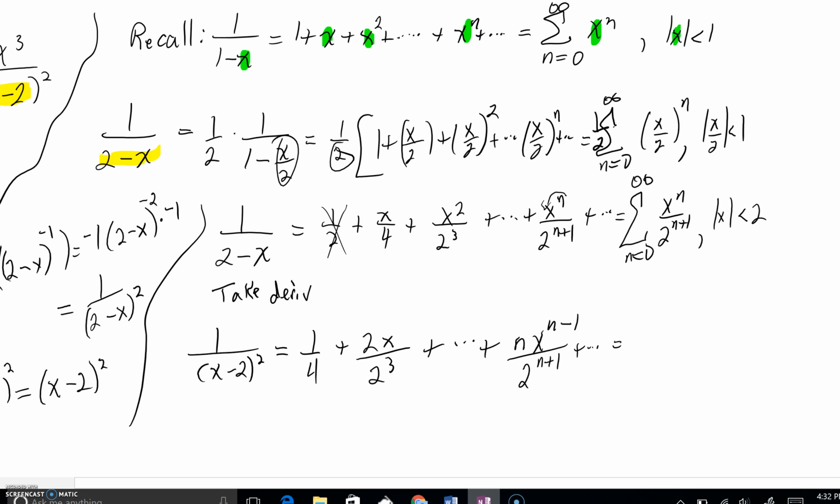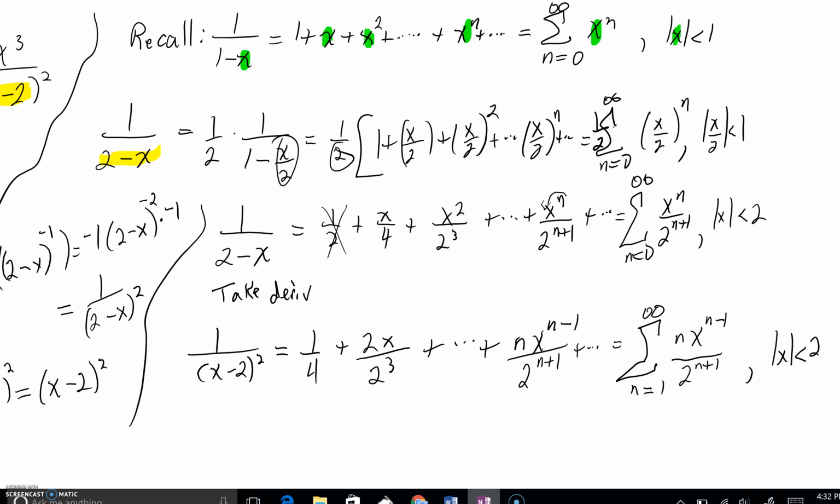But as we take our derivative of sigma, I hope you remember that we lose a term. This now goes from n equals 1. We'll have n, x to the n minus 1, all over 2 to the n plus 1 power. We still have the same radius of convergence. We'll have the absolute value of x less than 2.